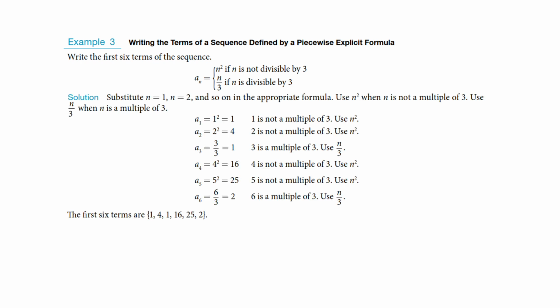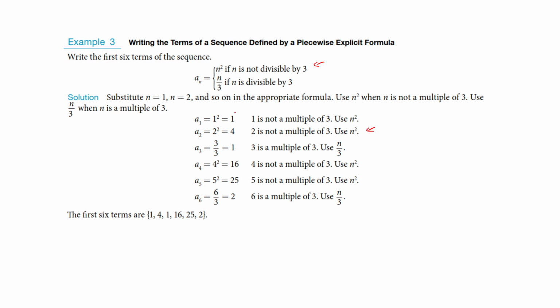So we have a piecewise statement. So here's n is 1. Well, n is 1 is not divisible by 3, so we're following the top rule. So we're going to do 1 squared. When n is 2, it's not divisible by 3, we follow the top rule.